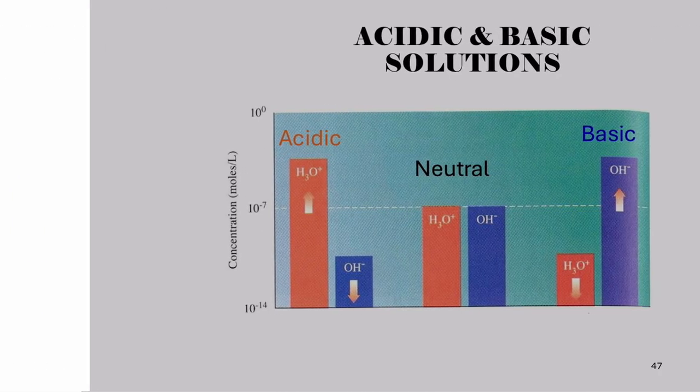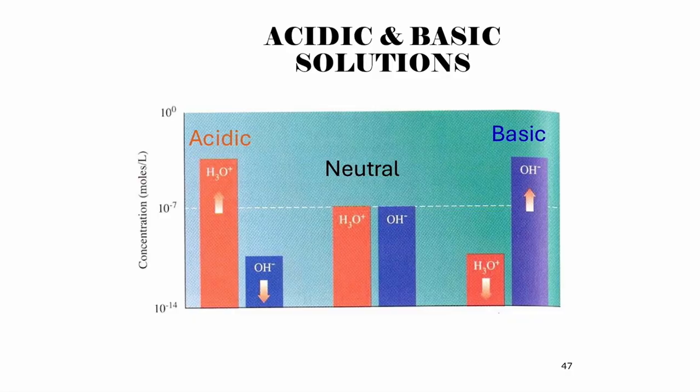And so we think of it like a seesaw, where this is the neutral point, right here where we have 10 to the minus 7. When they're equal to each other, that's how we define it as neutral. If we increase the concentration of H3O+, then we have to decrease the concentration of OH-. That means it's acidic. We can look at a low OH- concentration or a high H3O+ concentration, and both of those things will tell us if the solution is acidic. And then vice versa for basic solutions.